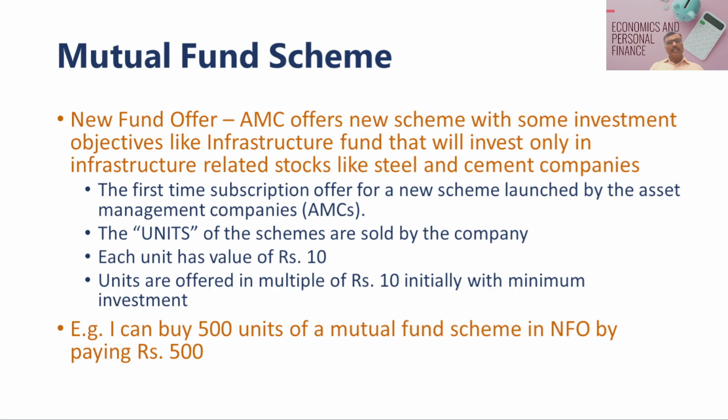When you invest in a mutual fund, you purchase units of that fund. Each unit represents a portion of fund's total holding. In this example, each unit has a value of rupees 10. So when new fund offer is made by AMC, each unit has a value of rupees 10. This means that when you invest, you are essentially buying unit at rupees 10 each. Investor can buy these units in multiple of rupees 10 initially. For instance, if you invest 500 rupees, you can buy 50 units because 500 divided by 10 equal to 50 units.